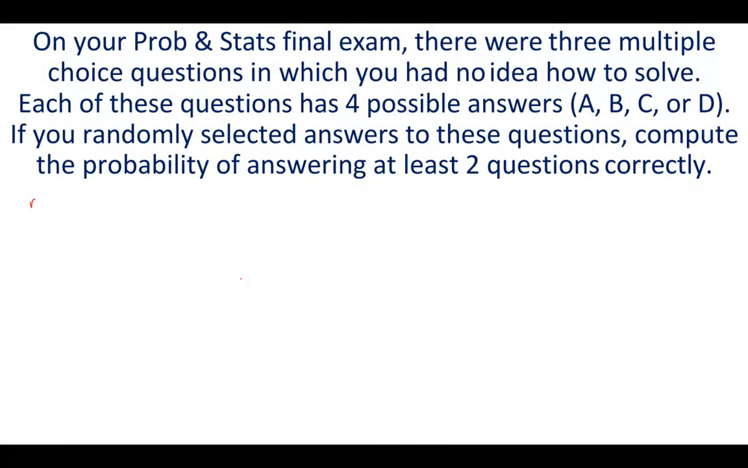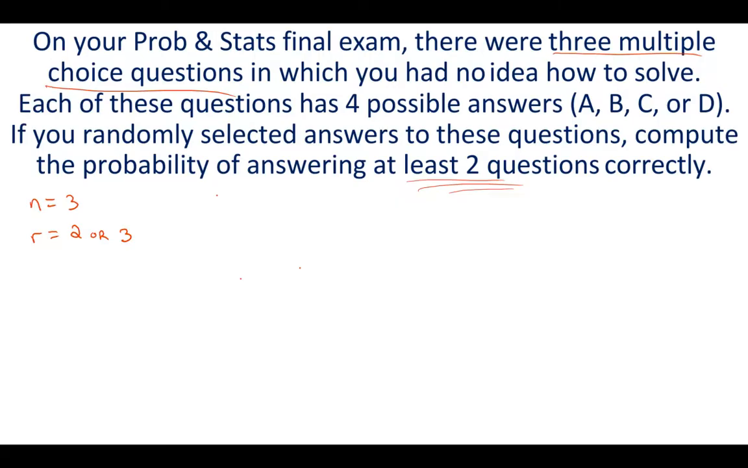All right, so let's see if we can identify our variables. N represents the number of trials. So the number of trials in this case represents the number of questions, right? So there's 3 questions. That's our number of trials. R represents the number of successes. Now on this one, we want to know the probability of getting at least 2 correct. So a success would be actually getting 2 correct, or it could be getting 3 correct, right? Because that would still be successful. It'd be even better if we got all 3 correct.